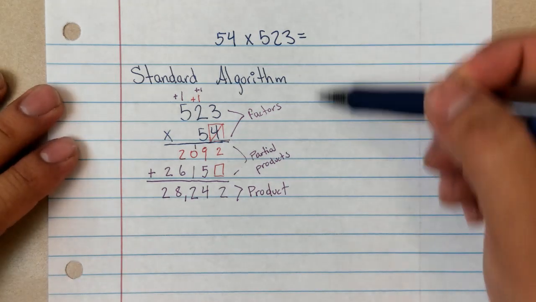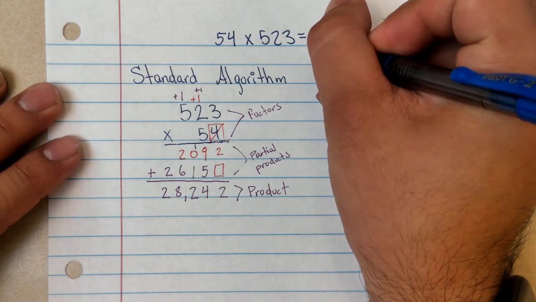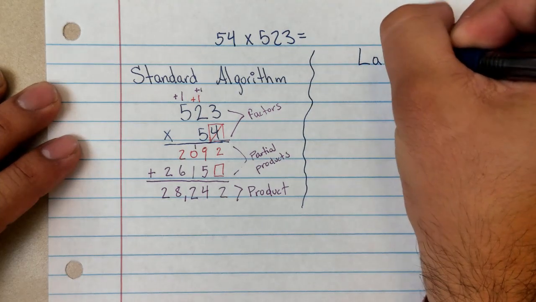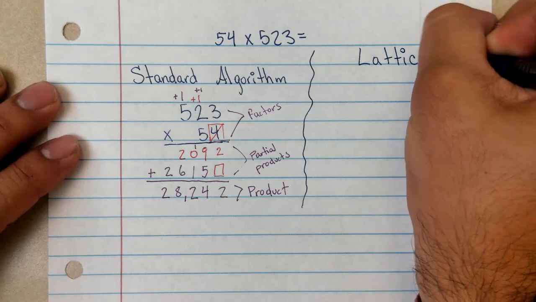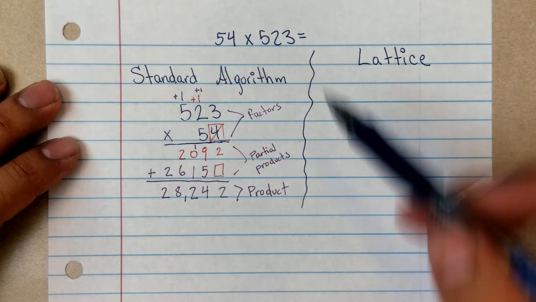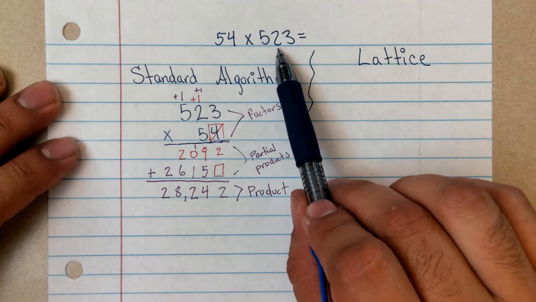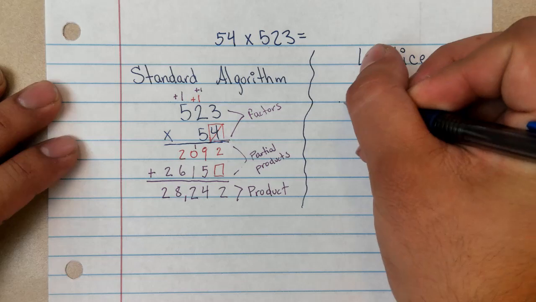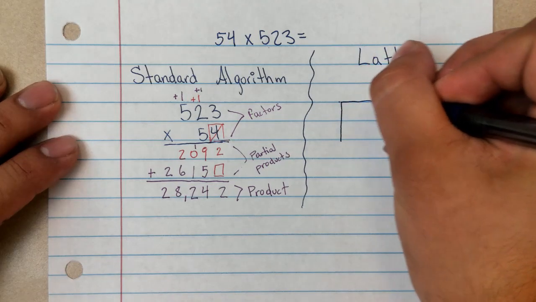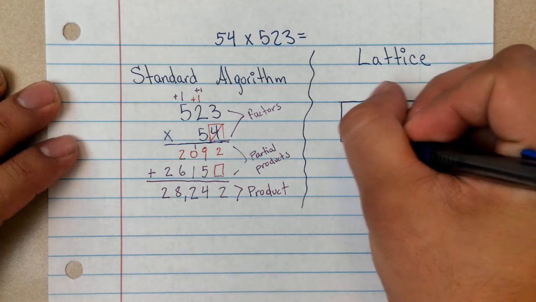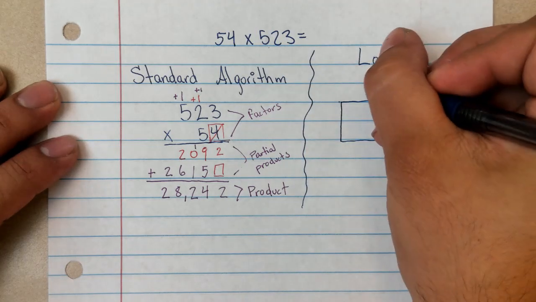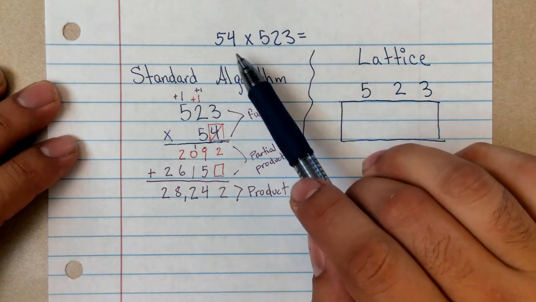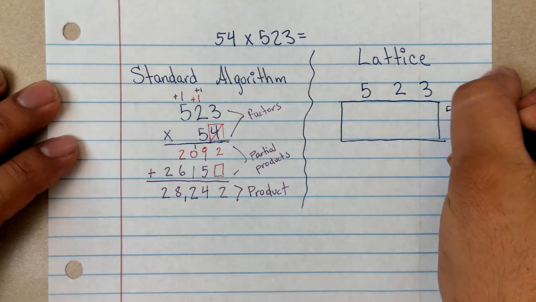On the other side, or below where you have space, I'm going to show you a second strategy called lattice. Sounds like lettuce, but it's pronounced lattice. Now, what I need to pay attention to is how many digits I have, and I start with the larger number, which is 523. So, to start this, you actually start with a rectangle. You write 5, 2, 3, and then your second factor, 54, on the right side.